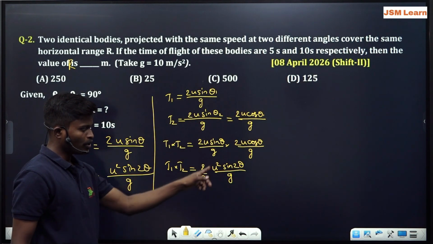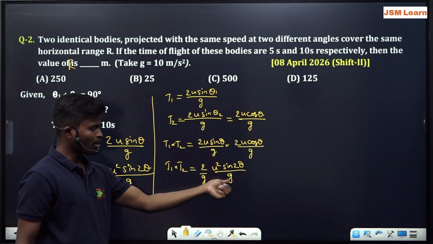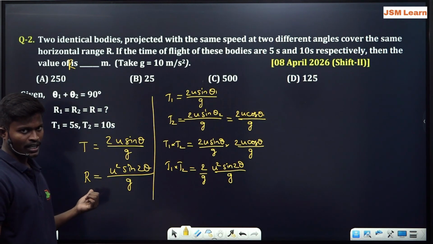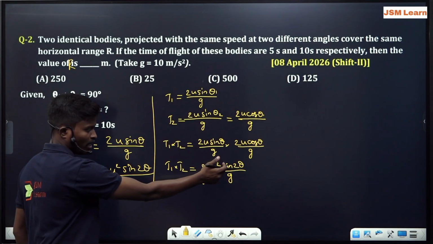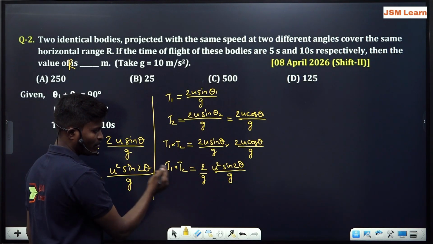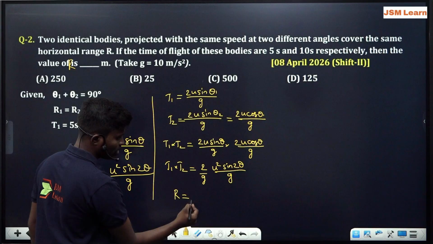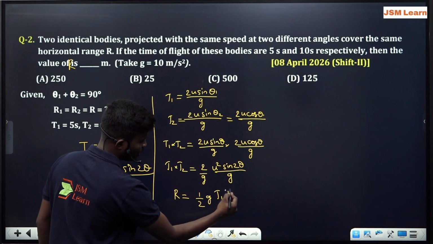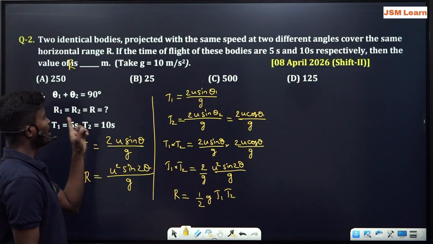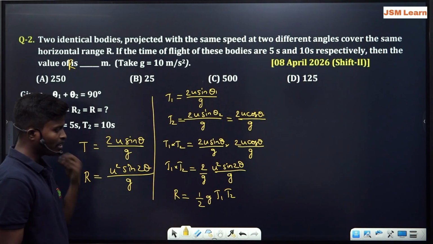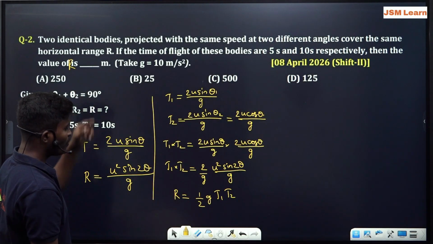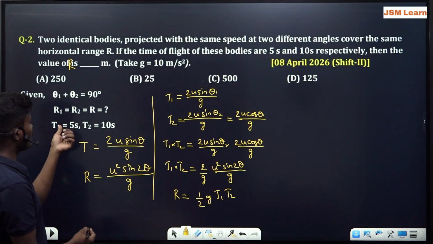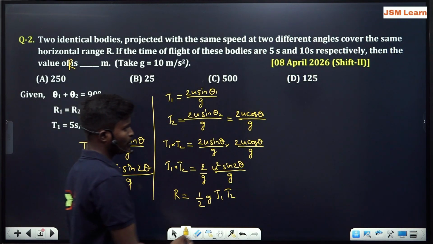So if you observe this equation, u square sine 2 theta by g is the equation of range of a projectile. Now take this value to one side and remaining values to the other side. So R = 1 by 2 g T1 T2, when the projectile angles are complementary. So this R value he is asking, and the given values for T1 and T2 we can directly substitute here.